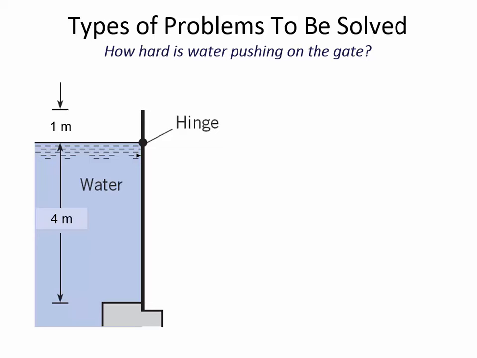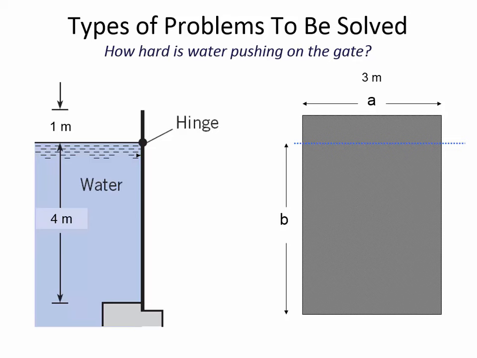Try to visualize what we're looking at here: the side view of a gate holding back water. We've got a hinge, so you can see that the gate would rotate outward because of the hydrostatic forces pushing on that gate. We're going to have to somehow resist it, otherwise the gate is going to rotate at the hinge and water is going to begin spilling out. So the type of question we would see in this chapter is how hard the water is pushing on the gate. What you already know is that pressure increases as you go down through a fluid, and so the longer this gate is, the higher the pressure will be at the bottom of the gate.